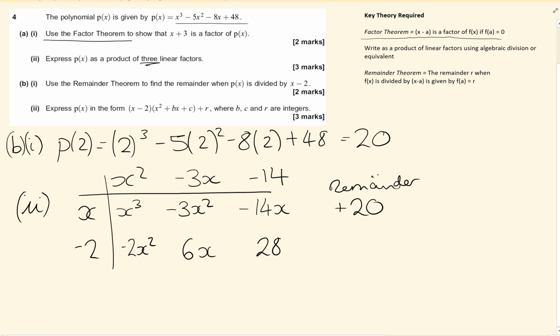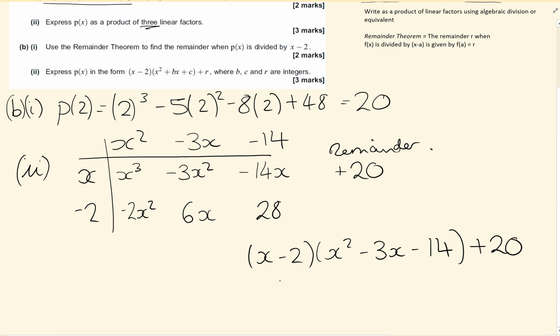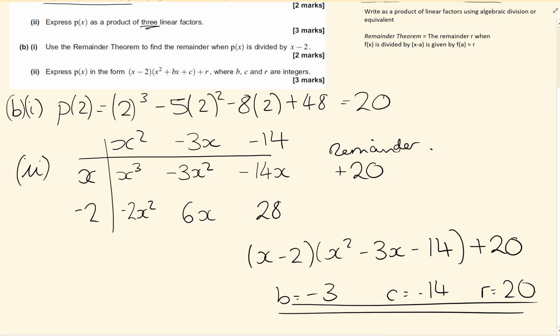So writing this out in full, it is the x minus 2 that I was given, times x squared minus 3x minus 14, and it is plus 20. Now, if you want to make your examiner's life really easy, you would then write out underneath that b is minus 3, that c is minus 14, and that r is 20, just because that's exactly what they're going to be looking at in their mark scheme.